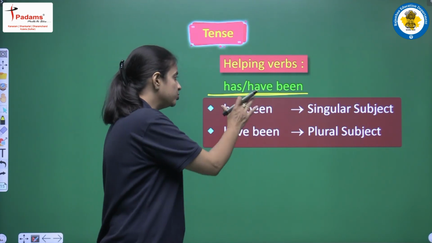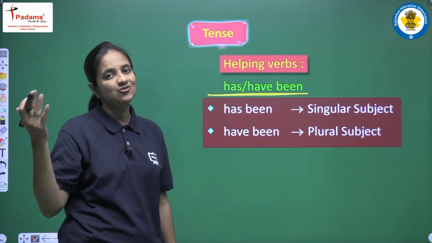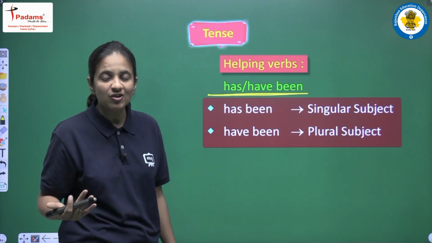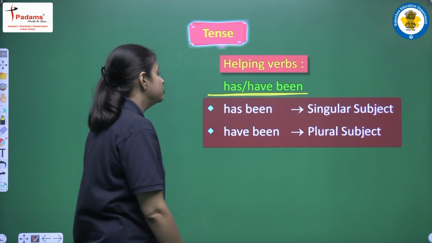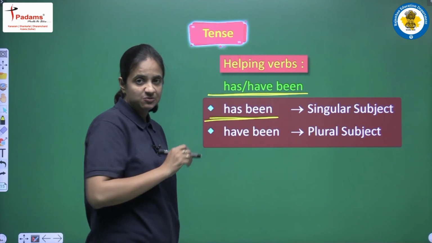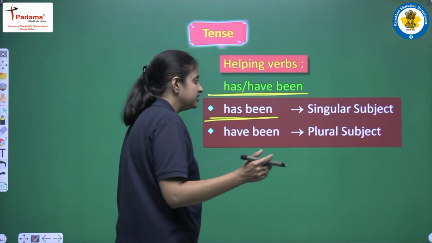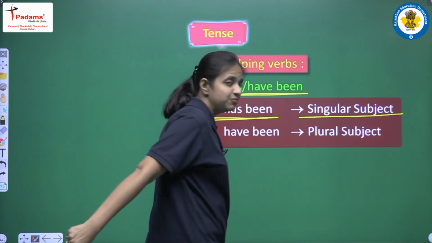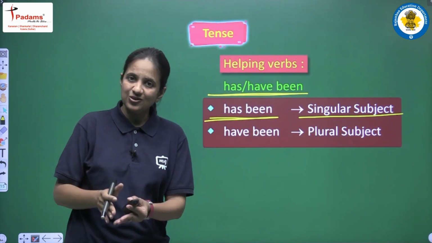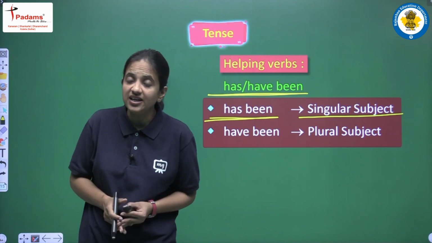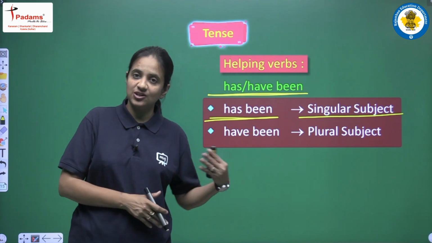So let's see the uses of these two helping verbs, because when we are having more than one helping verb, then obviously we have to use them according to the subjects. So first we are talking about has been. So has been, always it is used for singular subjects just like has. Okay, has भी हमने ऐसे use किया था for singular subject. Similarly has been, it is also used for singular subject.